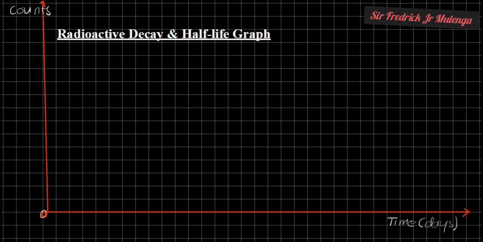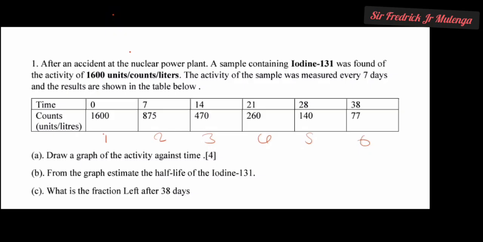Okay. Counts. Definitely it will be in grams. If they have given you mass, use the mass that they have given you. So from the table I was given, I have these numbers as counts in liters. It was in liters, by the way. So 77, 140, 260, 470, 875, and 1600. So I'm going to start putting these units there.